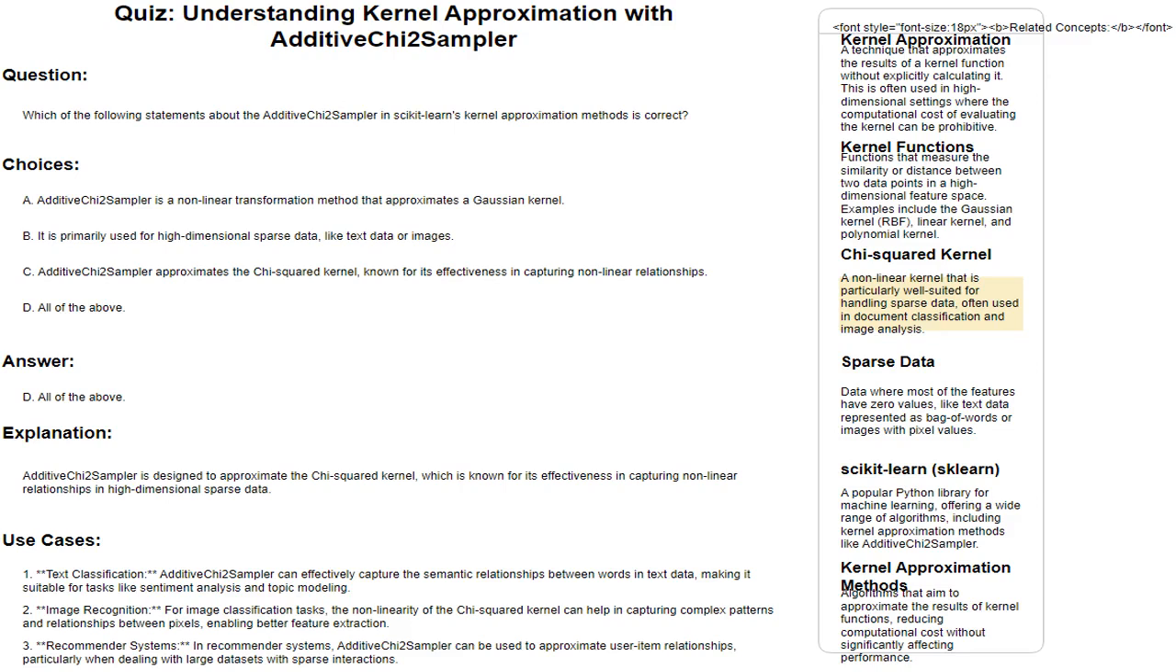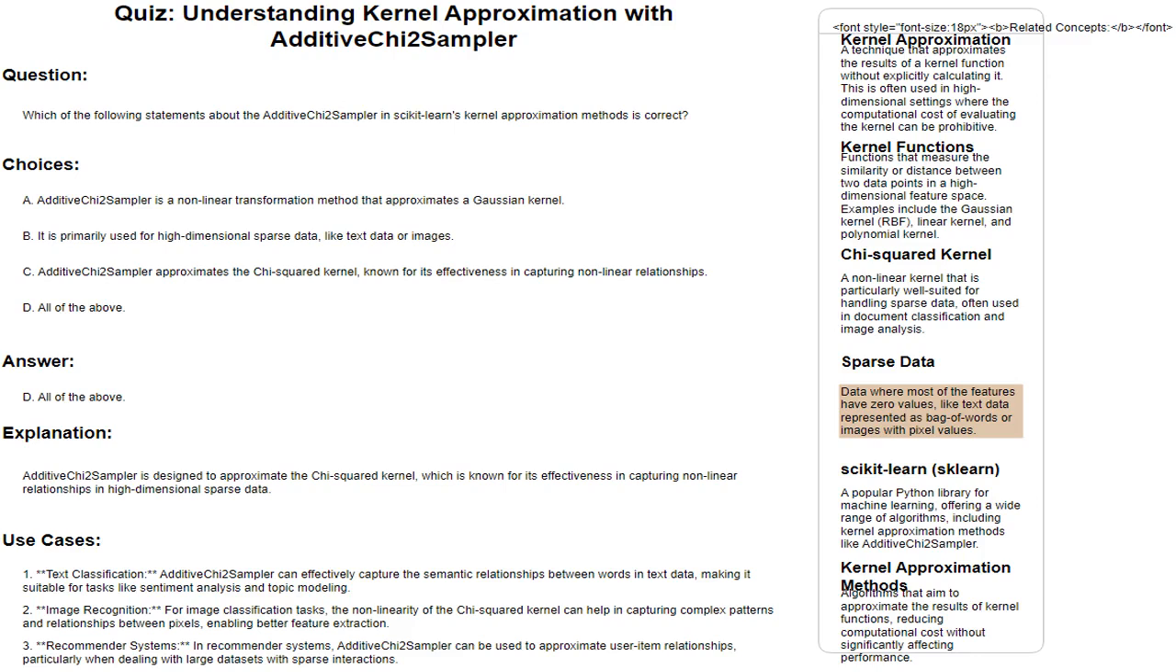Chi-squared kernel: a nonlinear kernel that is particularly well suited for handling sparse data, often used in document classification and image analysis. When dealing with text data represented as bag of words or images with pixel values, the chi-squared kernel can effectively capture the relationships between features, leading to improved classification performance.